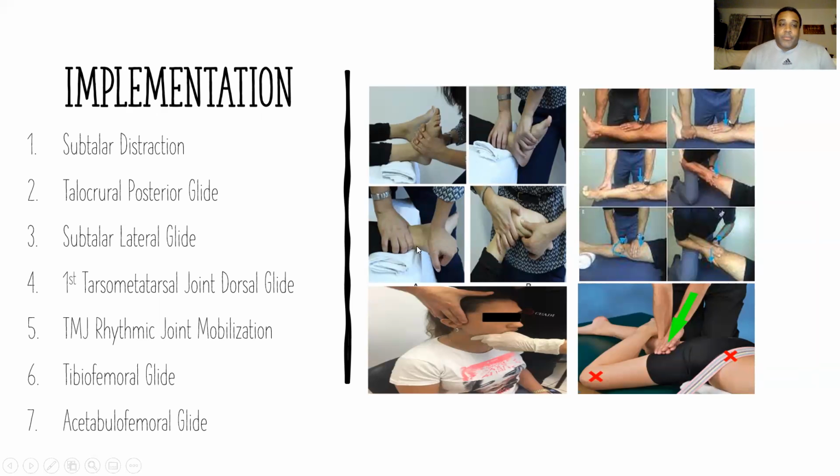You've got a lateral subtalar glide. That's to get that range of motion for eversion or inversion. Then next we have a first tarsal metatarsal joint dorsal glide. That's to get that range of motion back in that first tarsal metatarsal joint.